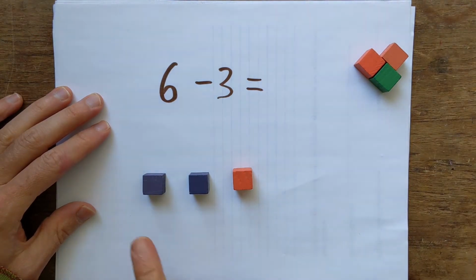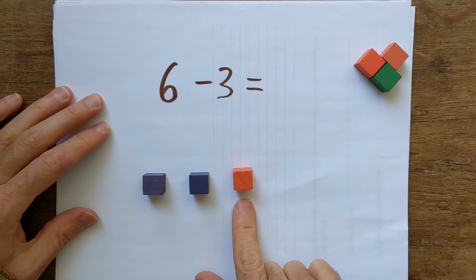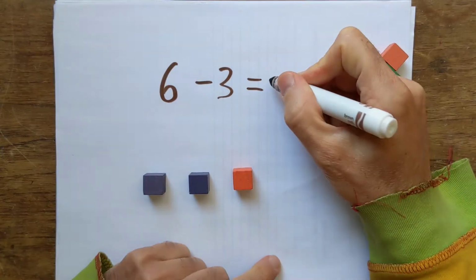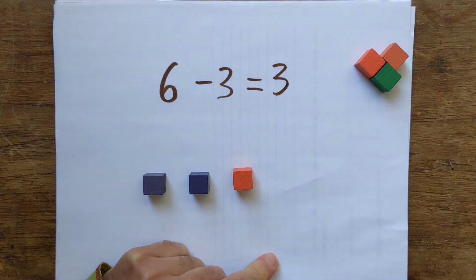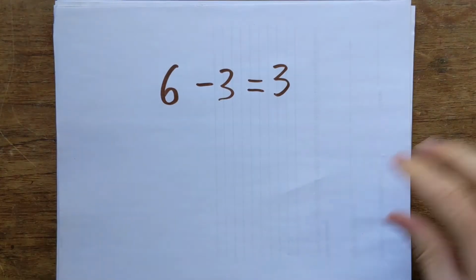And now count what you have left. 1, 2, 3. So the answer is 3. And that's what you write down. That's how easy it is to subtract. Let's do another question.